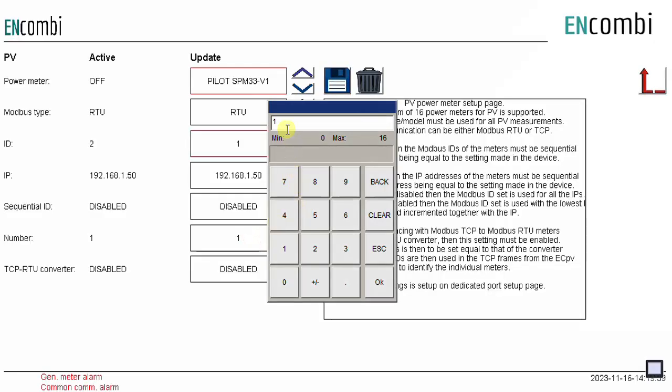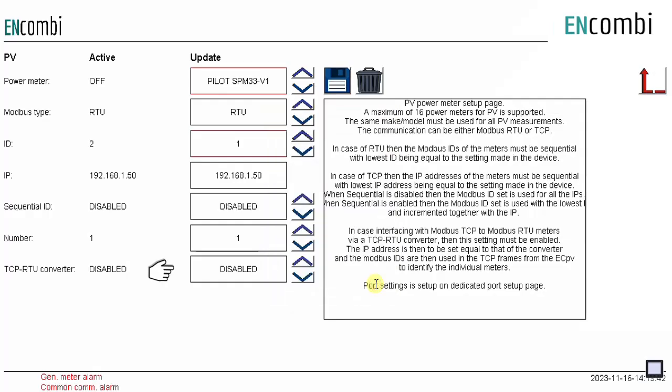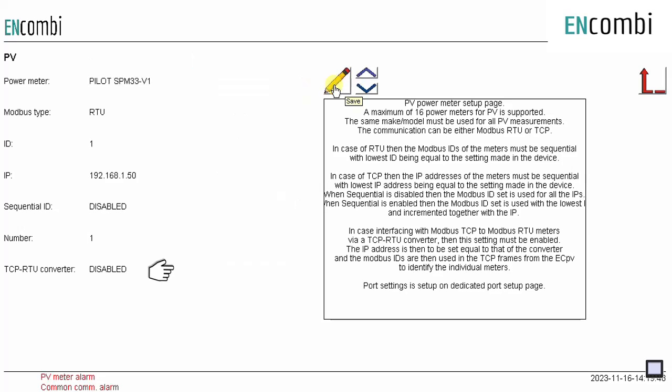Next click the number tile, which setting means how many power meters are connected on this ID. As you have connected a single power meter, edit it for 1. Again ignore TCP RTU converter and save your editing. Now you have done the power meter settings for the PV connection. Maximum of 16 power meters can be connected for PV communication.